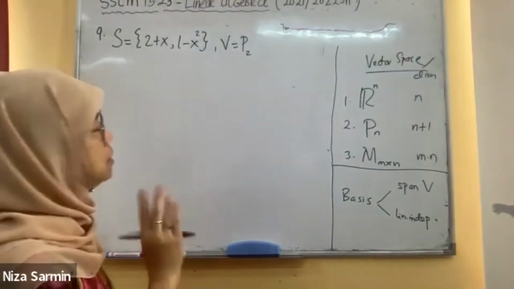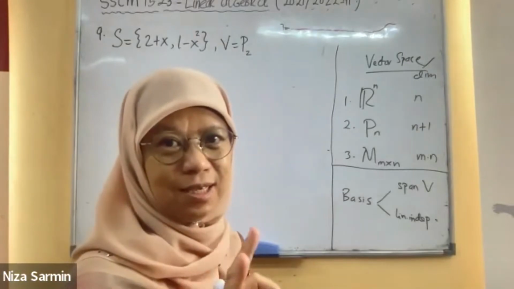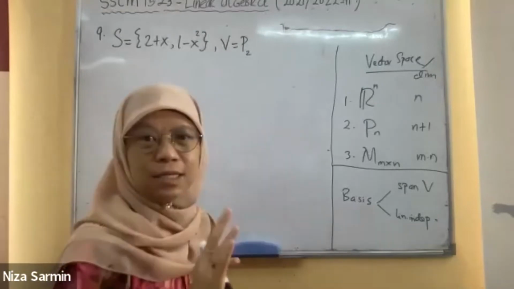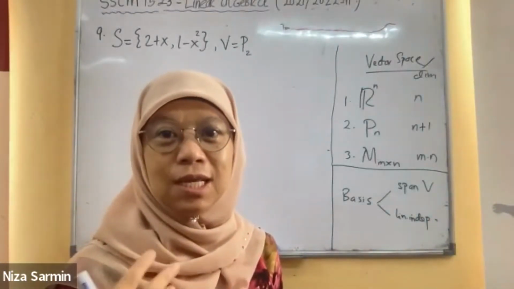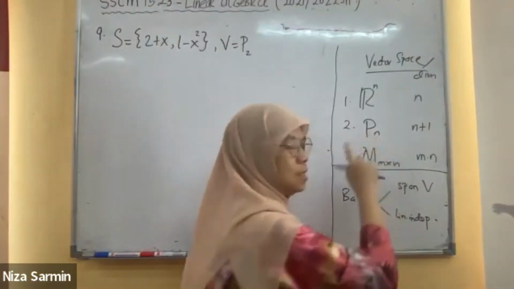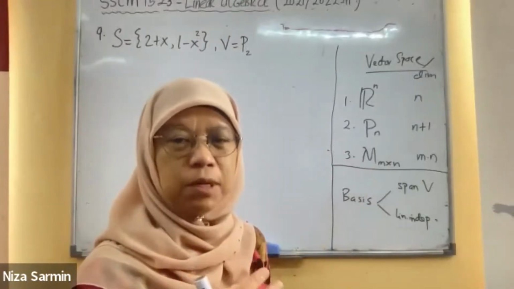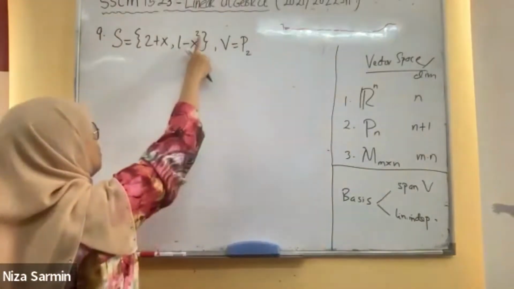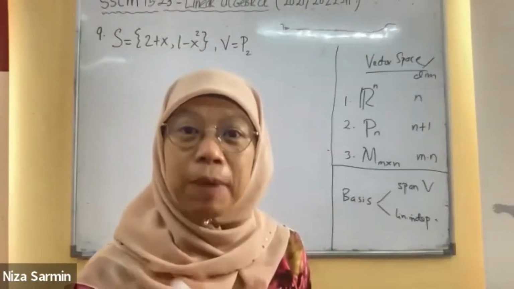Okay, now the dimension is 3. Right? The dimension is 3. How do we know this is 2? Because the highest degree of the polynomial is 2. Because the degree of the polynomial, Pn, is the highest power of the variable, x or t. So when you see that the highest power is 2, that is why it's P2. But the dimension is plus 1.